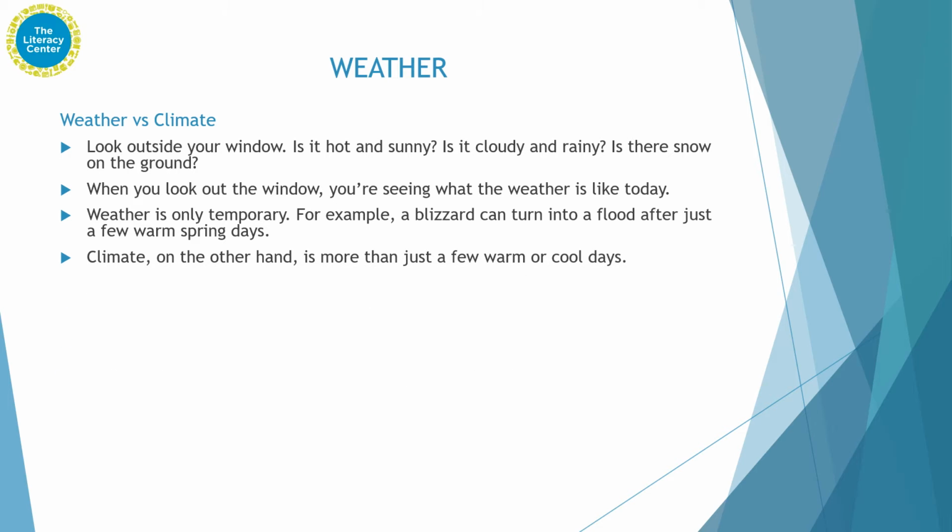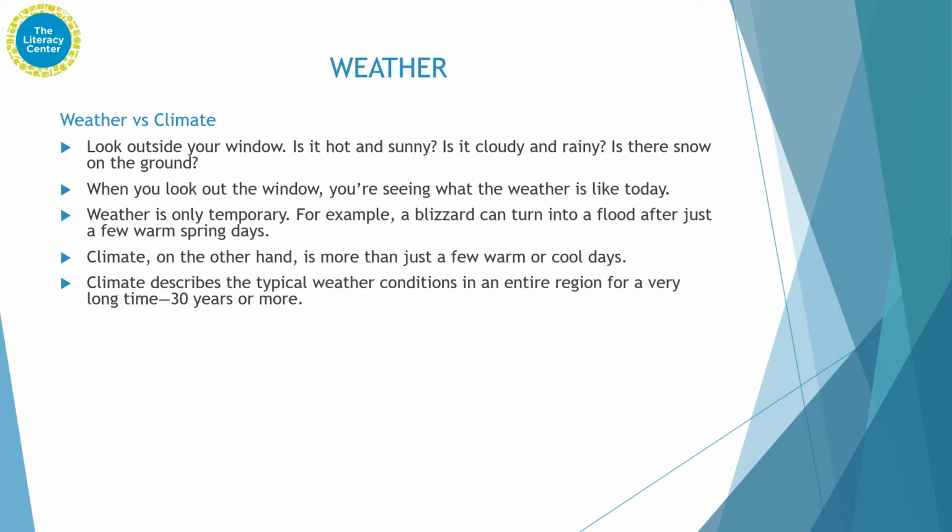But climate, on the other hand, is more than just a few warm and cool days. Climate describes the typical weather conditions in an entire region for a very long time, 30 years or more. Like we can say Canada is a cold place. There is always snow. The temperature is always low. So this is the climate of Canada.